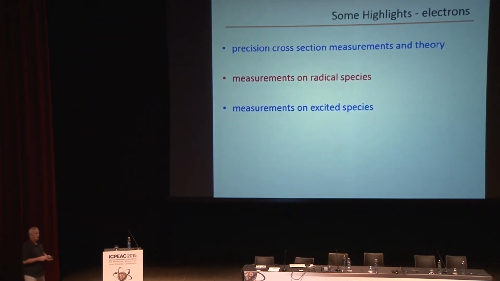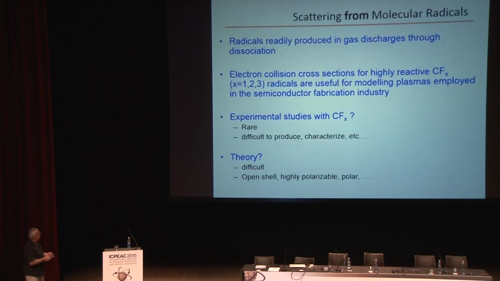So I want to move on now to talk about measurements on radical species. Let me provide a little bit of information. The rationale is that radicals are readily produced in any sort of gas discharge or plasma environment. These radicals can have large cross-sections. They can be open shell, highly polar systems, and the interactions between the electrons in a discharge and the radical can have a major impact on the discharge environment.